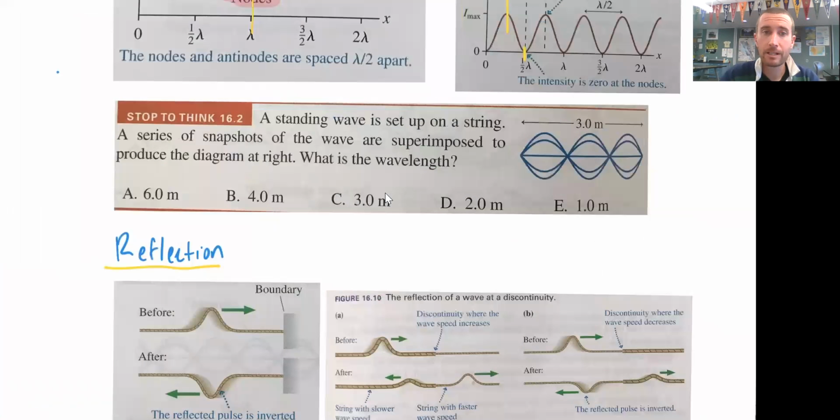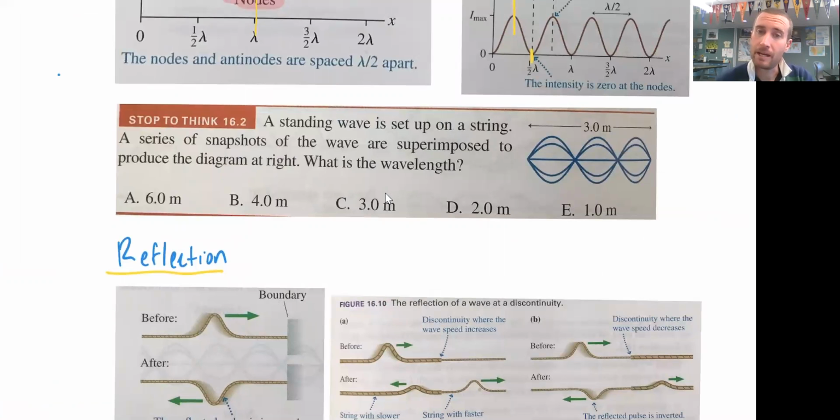All right, so let's do a little stop and think. A standing wave is set up on a string. A series of snapshots of the wave are superimposed to produce the diagram at right. What is the wavelength? Okay, so in this case, I see 3 bumps. So that would be 3 half wavelengths. If this whole thing is 3 meters and that takes 3 bumps, then 2 bumps would be 2 meters. So that would be a total wavelength of 2 meters.